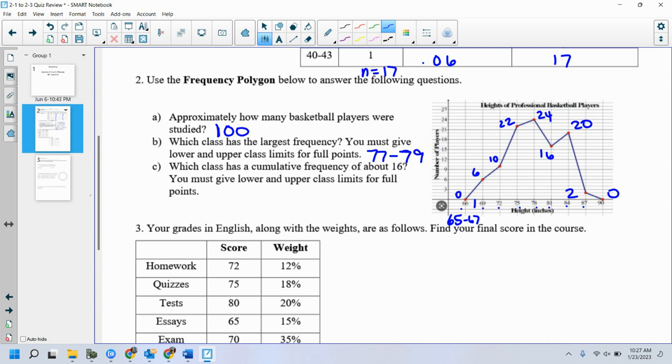Which class has a cumulative frequency of about 16? Cumulative frequency of about 16 here. No. See, that's not cumulative frequency. That's just the frequency. That's the weird part about this one. This is actually 71 to 73. Oh, I got that. Does that make sense? You looked at actual frequency. I wanted cumulative frequency. The cumulative frequency of the 71 to 73 class is 16.